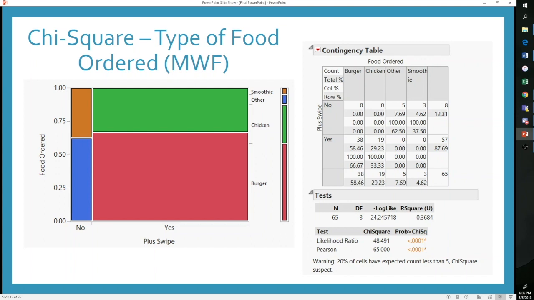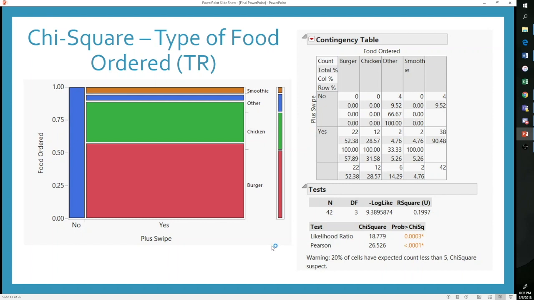So we can conclude that there is a significant difference in the probability of purchasing a type of food with using the PlusSwipe or not. And we can see the same with the chi-square test for the Tuesday, Thursday, as the p-value is still less than 0.001, and we can conclude the same as Monday, Wednesday, Friday.